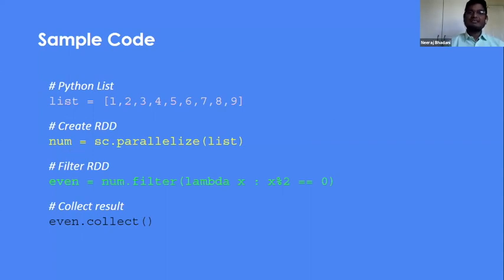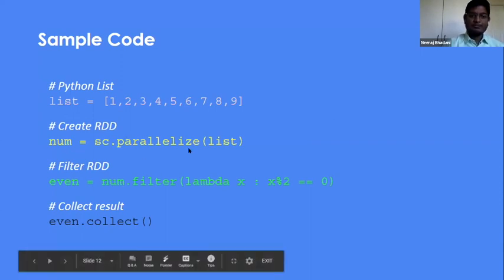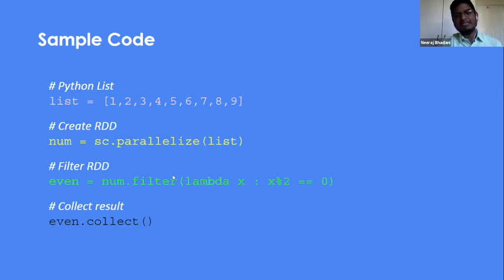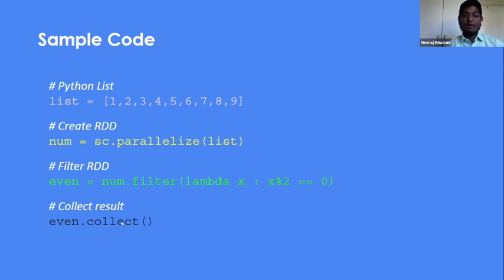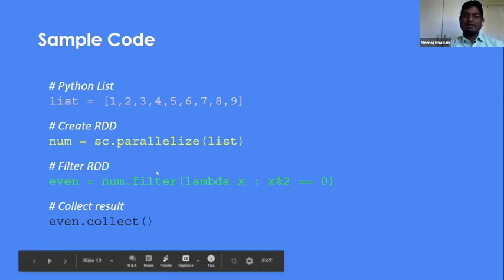So let's say this is a very simple Python code. It will create a Python list. In the second statement, which is in yellow, it creates an RDD. In the third statement, which is in green, it filters that RDD and creates another RDD. What we are trying to extract is just the even numbers from our list. And at the end, we are doing a collect operation so that we can display the result. Here, parallelize and filter are both transformations, and collect is an action.